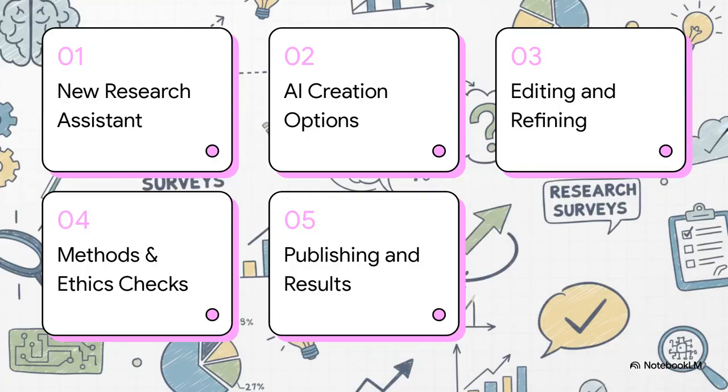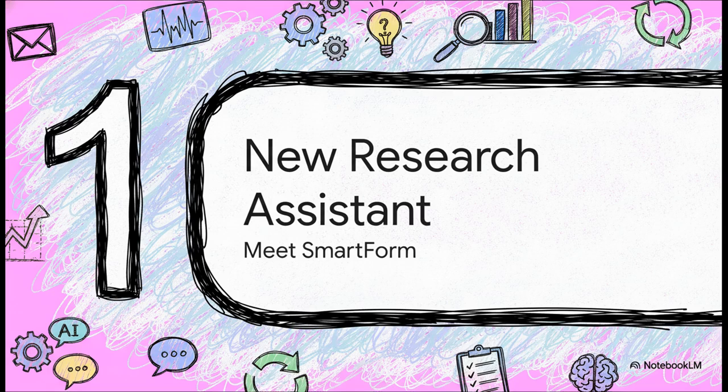Here's a quick roadmap for today's explainer. We're just going to follow the natural, chronological workflow of a research project: meeting the assistant, AI creation, editing and refining, running methods and ethics checks, and finally publishing and getting those results. All right, kicking things off with Section 1, Meet Your New Research Assistant. Let's see how this thing actually streamlines the survey lifecycle.